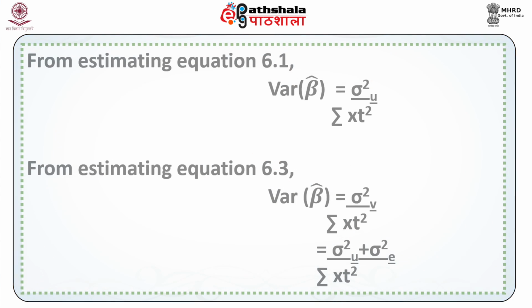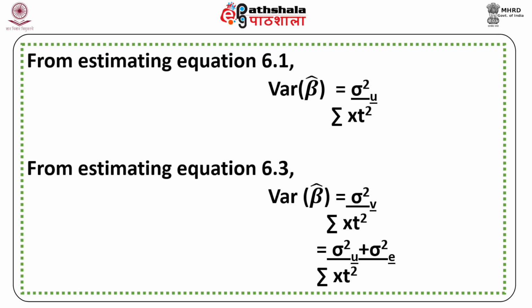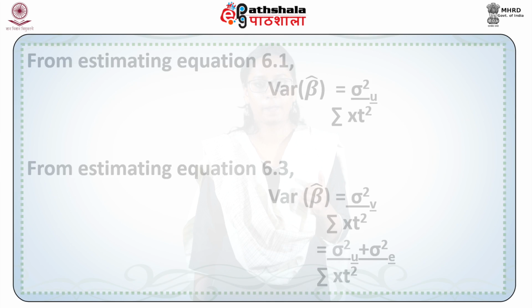From estimating equation 6.1, variance of beta hat is equal to sigma square mu divided by summation xt square. From estimating equation 6.3, variance of beta hat is equal to sigma square v divided by summation xt square, which is equal to sigma square mu plus sigma square e divided by summation xt square. As can be seen, the estimated variance of beta is larger in the second case than the first one. This is one of the consequences of errors of measurement in the dependent variable.